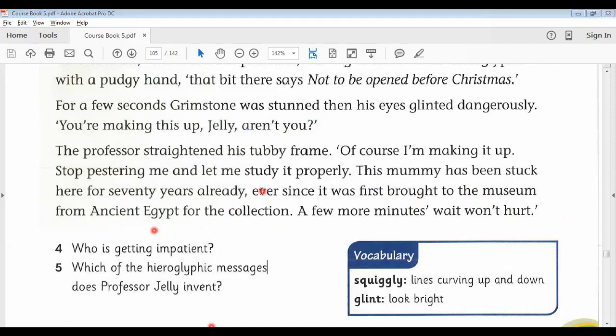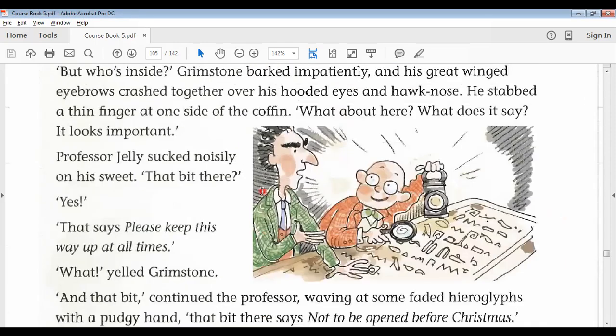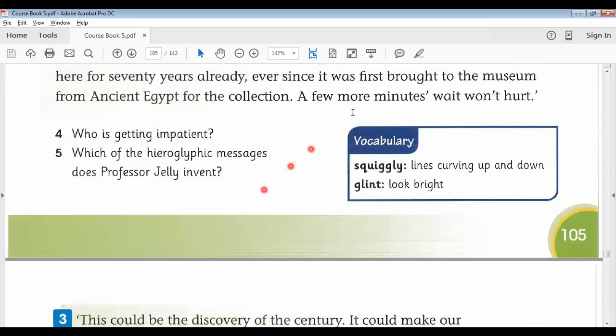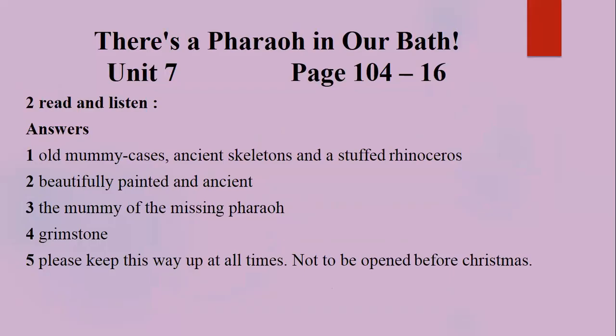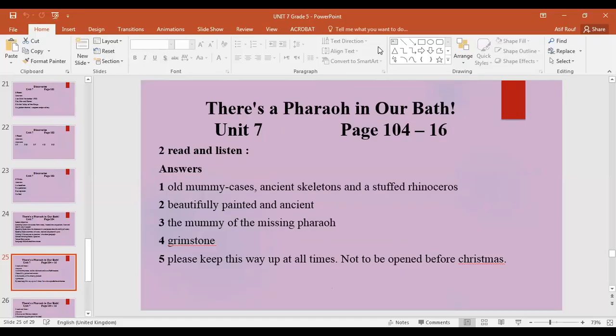That was part 1 and 2 that we discussed in today's lesson, and then I also displayed the answers. Here are the answers on your screen right now, questions 1, 2, 3, 4, and 5. That's all for today's lesson. We will continue this story in the next class.